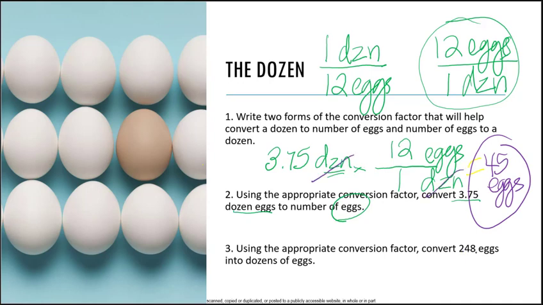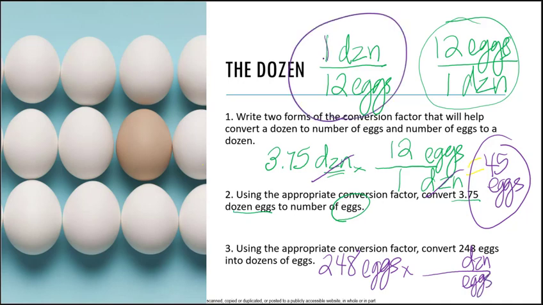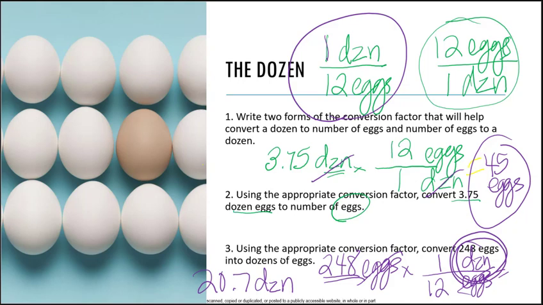Now let's convert 248 eggs and figure out how many dozen that is. So what do I want? I want dozen. What have I got? Eggs. So I'm going to use this one, that 1 dozen is 12 eggs: 1 dozen on top, 12 eggs on the bottom. So eggs and eggs will cancel. I'm going to do 248 times 1 and divide it by 12 to get 20.7. I'm going to write it over here to the left. 20.7 dozen, because that's my unit left. And I started with 3 significant figures, so I'm going to end with 3 significant figures.